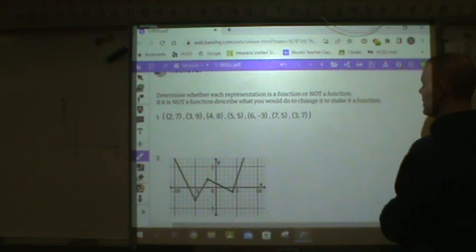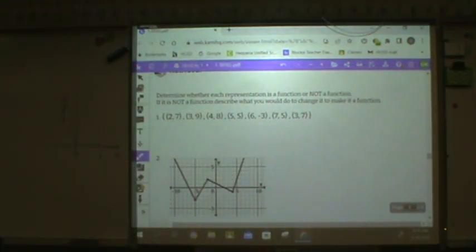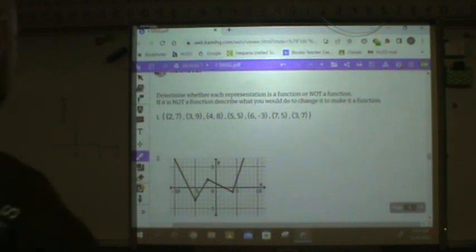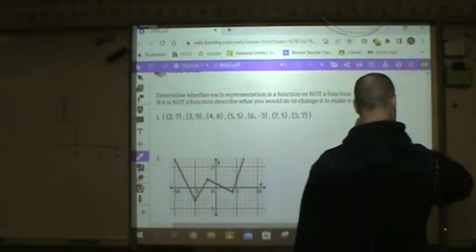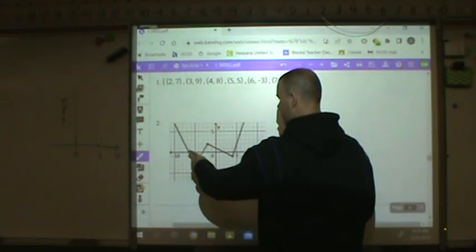Determine whether each representation is a function or not a function. How am I going to determine that the set of data is a function or not a function? And a lot of you, it baffles me that we haven't seen this before, but I'm going to skip down to number 2, and I'm going to look at number 2 first. Okay? Is this a function or not a function?